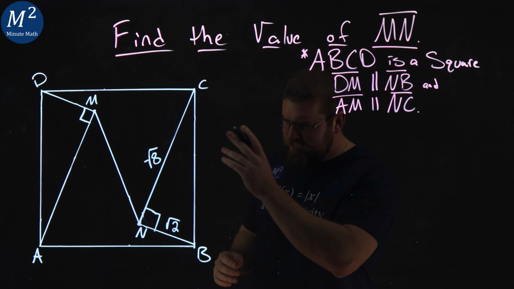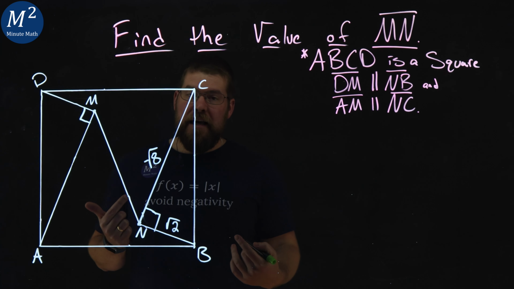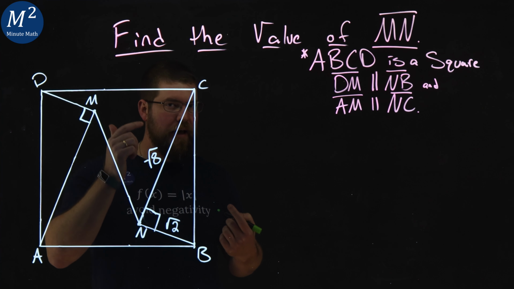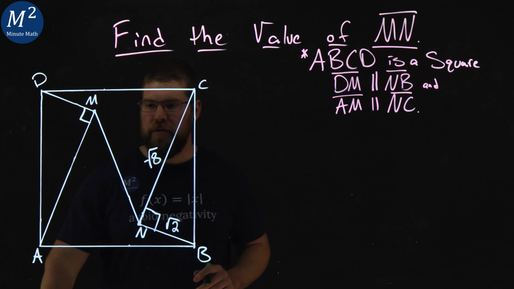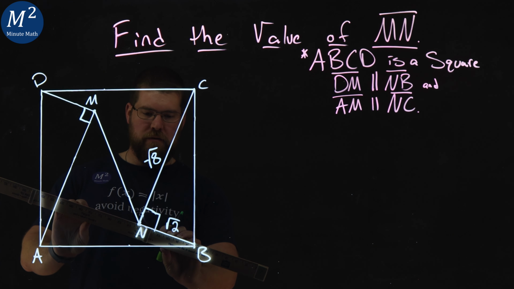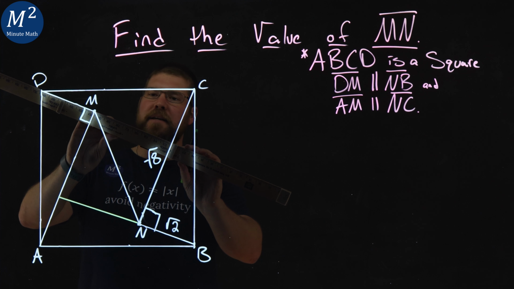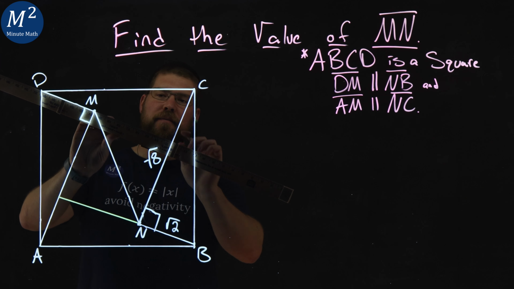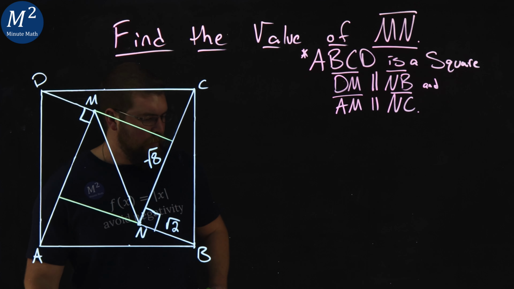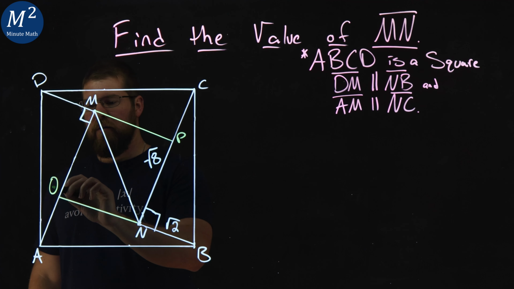How to find it. All right, first thing I want to do here is extend the line segments NB as well as DM. I'm gonna extend those out, right there, and extend this here, a nice little green color. By extending them out here, I'm gonna put some points. I'm gonna call this P and this part here Q.